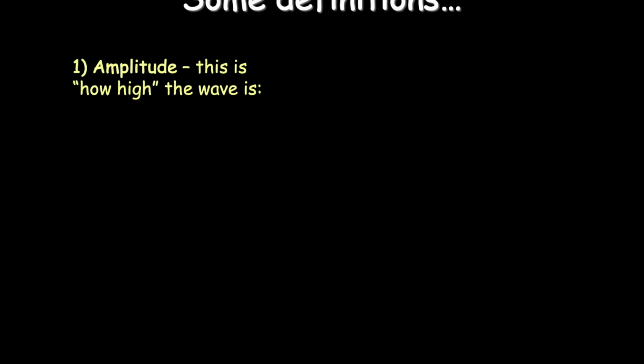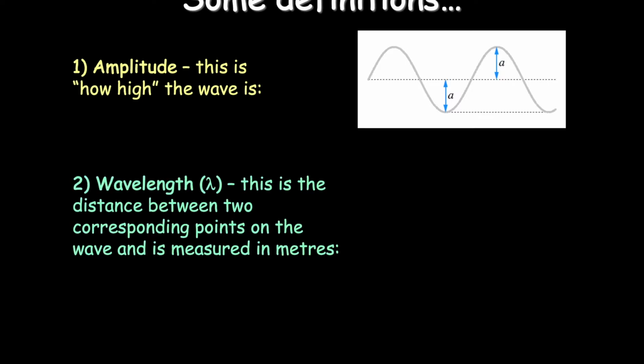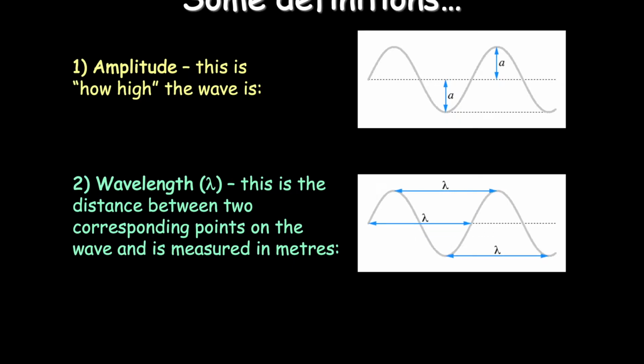So the definitions first. Amplitude, this is how high the wave is, and this is measured from the middle to either the top of a peak or the bottom of a trough of a wave. Wavelength, this is the distance between 2 points on a wave, and it's measured in meters.